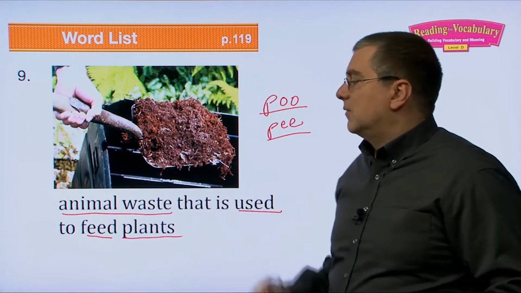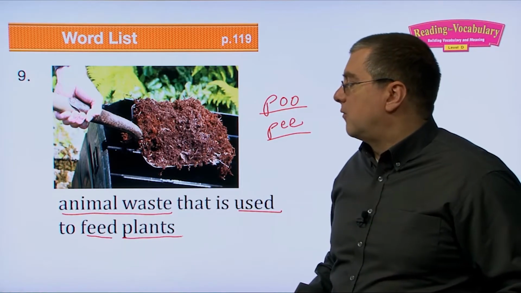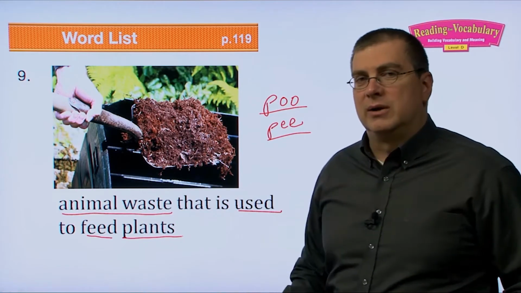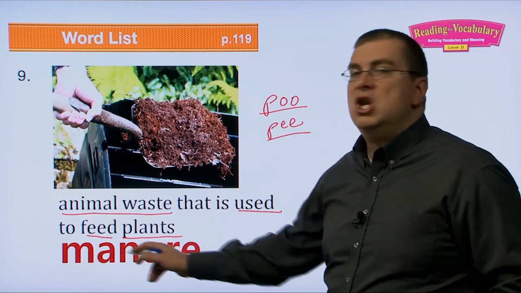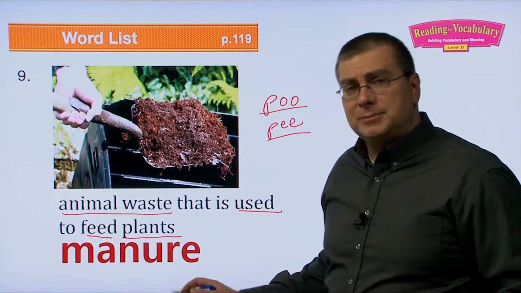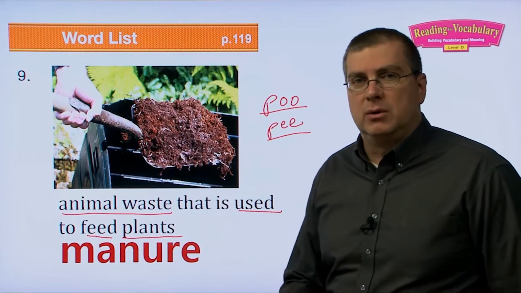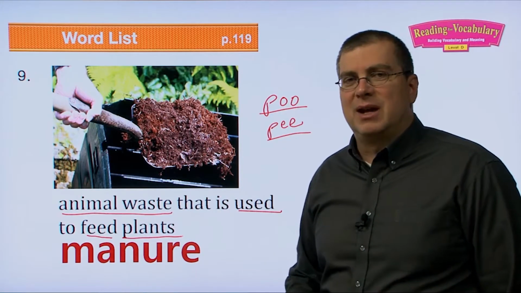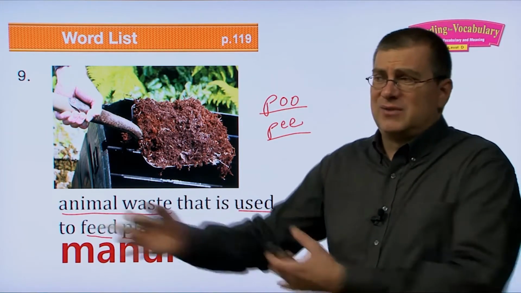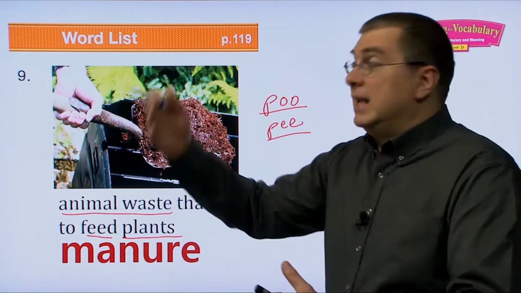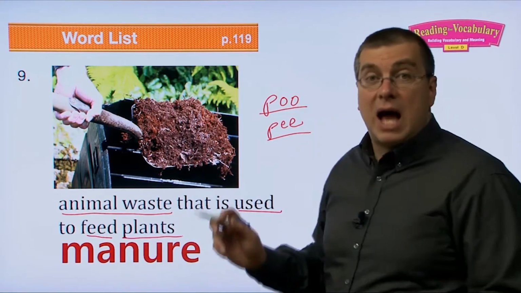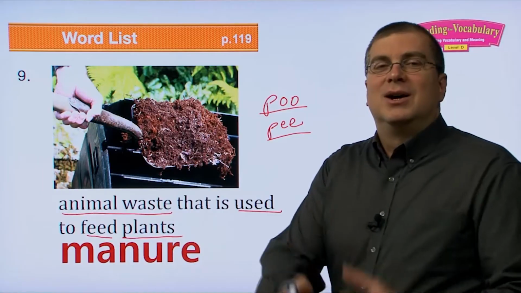Animal waste that is used to feed plants, we have a special word for it. We don't call it poo or pee or dung. We call it manure. Manure. And it's usually like cow manure or horse manure. It could be other types of animals, but usually it's cow manure because farmers have cows, a lot of cows, and what are they doing? They're pooing a lot, so they use that for manure.